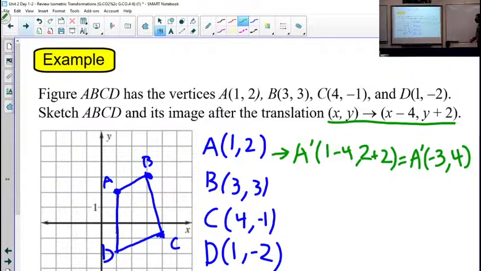Now I'm going to give you a minute, and I want you to do the same thing for B, C, and D. Tell me where B prime, C prime, and D prime are going to end up.